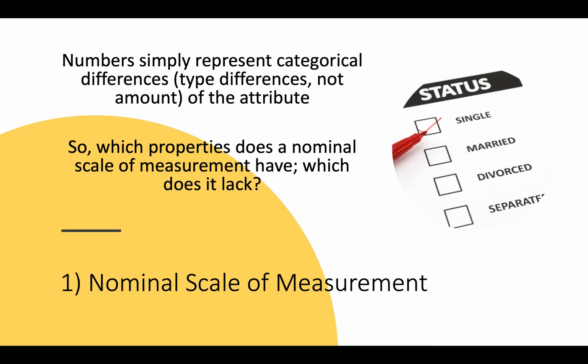So what properties does the nominal scale of measurement have? It simply has identity, right? It doesn't have magnitude, it doesn't have equal unit size, and it doesn't have absolute 0. It just has identity.